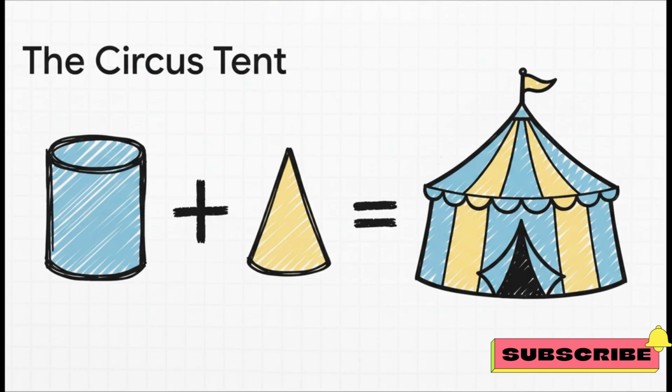Think about a circus tent. It looks kind of complex, right? But if you really look at it, you'll see it's just a cylinder on the bottom with a cone plopped on top. So to figure out how much canvas you need, you don't need some crazy new formula. You just find the curved surface area of the cylinder part, find the curved surface area of the cone part, and add them together. You see, complex shapes are usually just simple shapes in disguise.